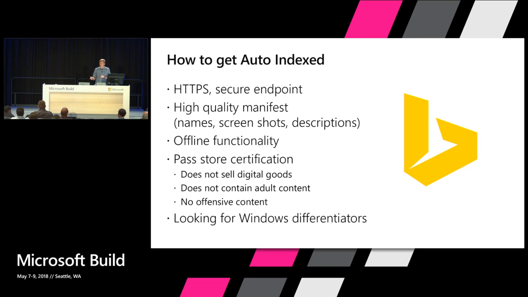If you sell digital goods, today you still have to use the Microsoft Store SDK to sell that. So if you have digital goods, you will not be auto-indexed. And then last but not least, we're looking for some Windows differentiators, ones that give the user a reason to use the progressive web app rather than just navigating in the browser.